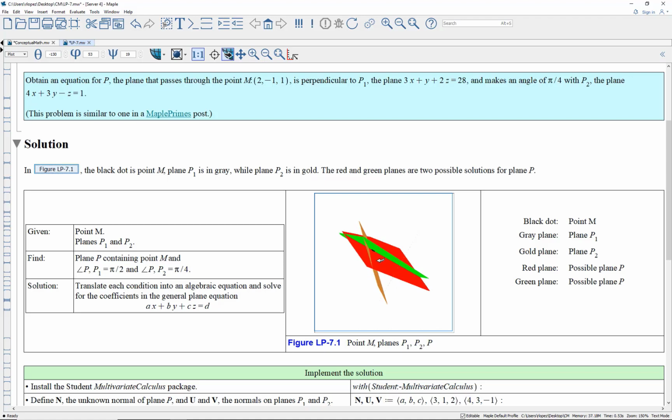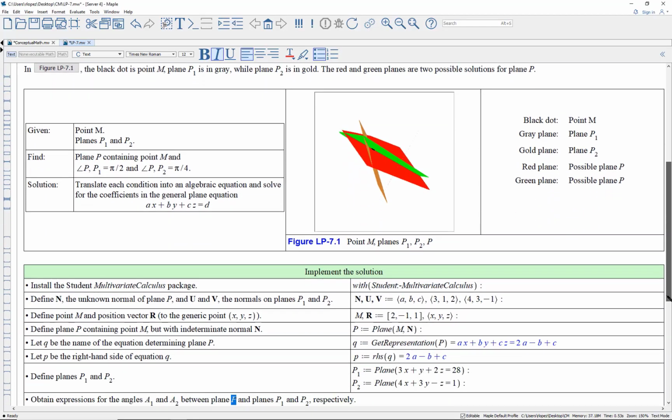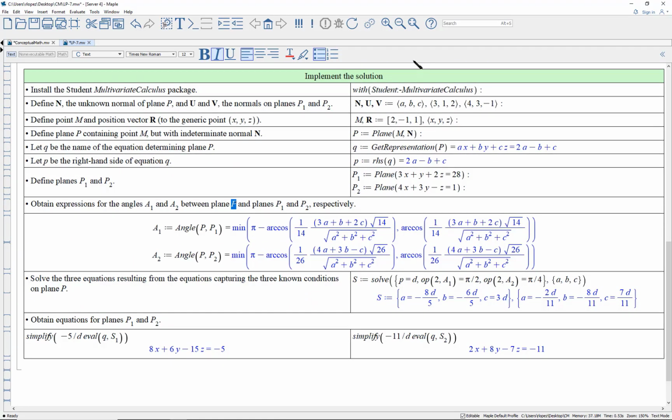So let's see if we can do that. The implementation of this solution scheme in Maple starts with loading the student multivariate calculus package. Now, U and V are the normals of planes P1 and P2, but N is the normal of the unknown plane. Not known, so A, B, C. M is the given point. R is the generic radius vector. P, that's the plane we're looking for. It must contain point M and have normal N, and its representation is this equation.